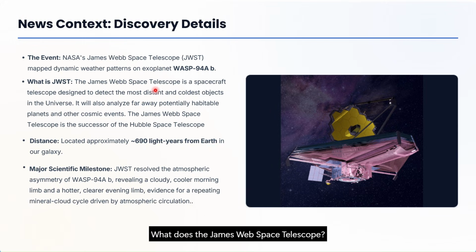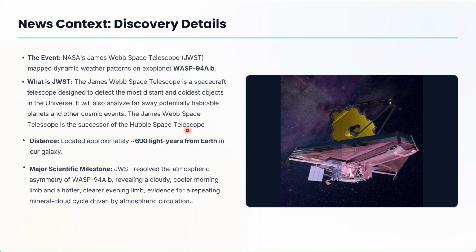What is the James Webb Space Telescope? It is a space telescope designed to detect the most distant and coldest objects in the universe. It will also analyze faraway, potentially habitable planets and other cosmic events. The James Webb Space Telescope is the successor of the Hubble Space Telescope.